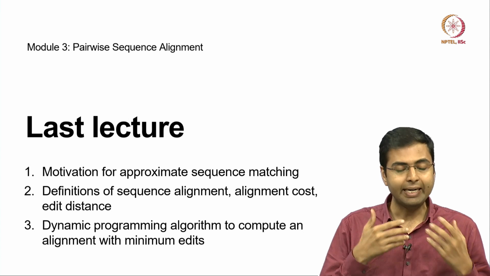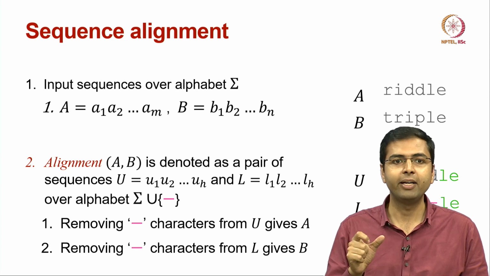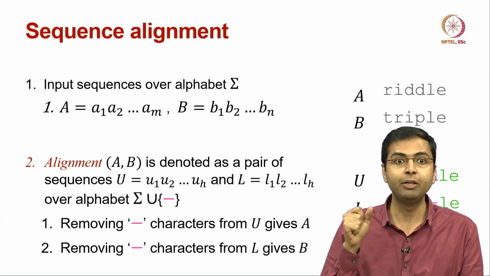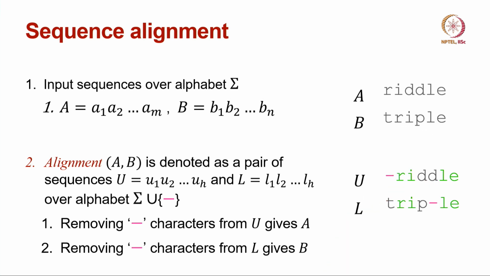So, extending this lecture further, let us recall the definitions from the last lecture that we will be using in this lecture as well. Recall that in sequence alignment we had two sequences as input, A and B. The way we defined alignment of A and B was using two sequences U and L. These sequences U and L are built on alphabet sigma, plus they have an additional special character, the dash symbol.